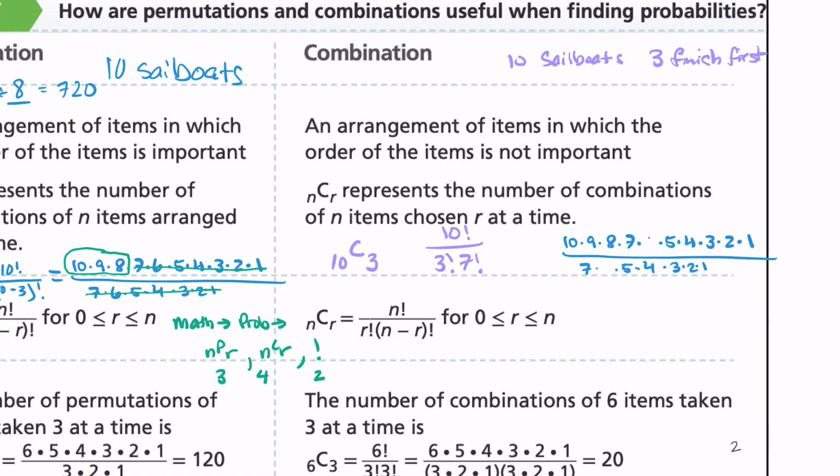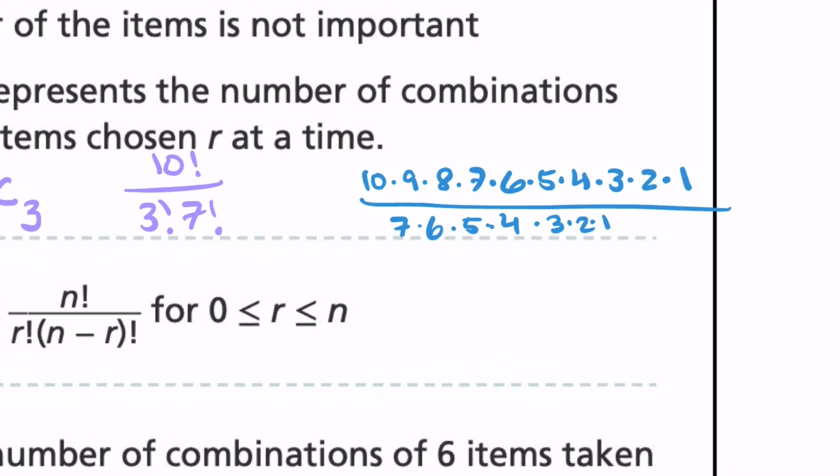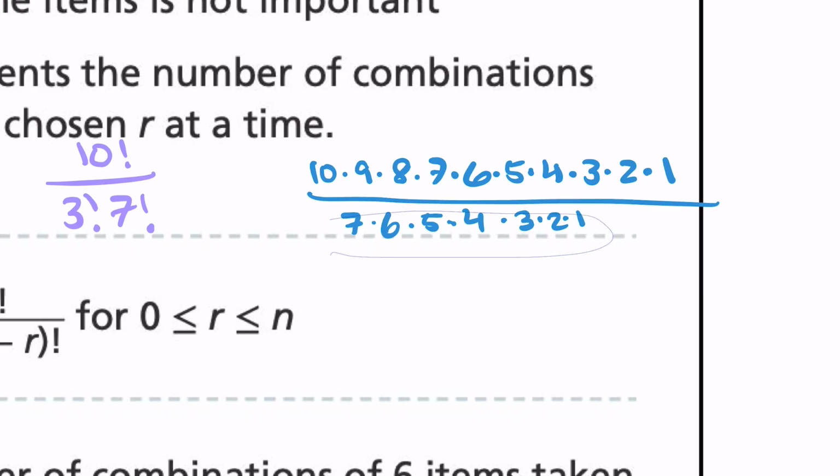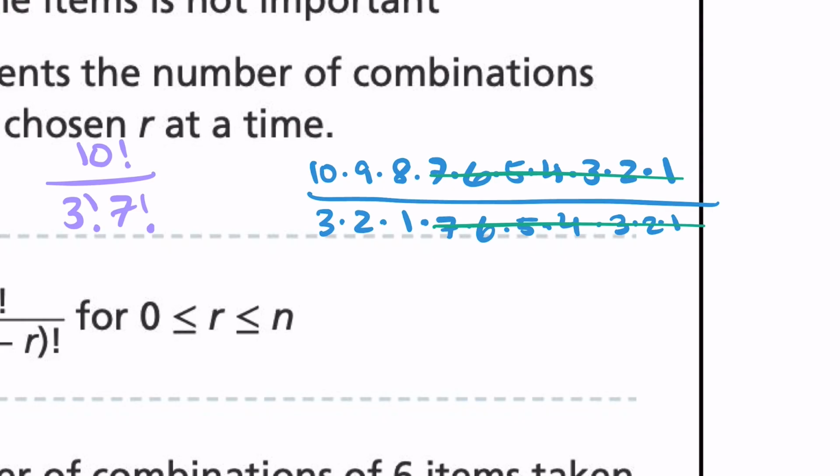So the same thing happens, except we also divide by 3, 2, and 1. So it will be 3 times 2 times 1 times 7 times 6 times 5 times 4 times 3 times 2 times 1. So here we go. All those go away. We have 720 over 6.